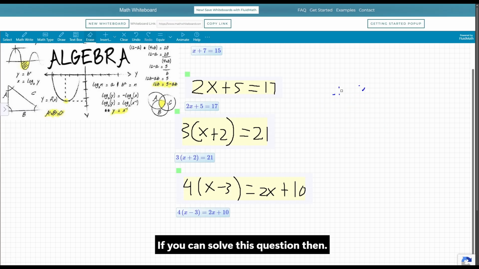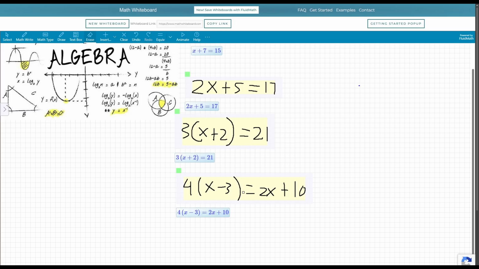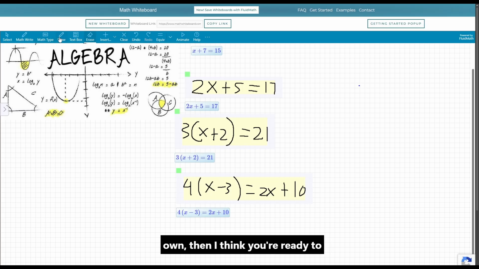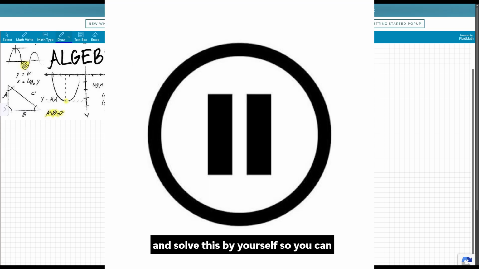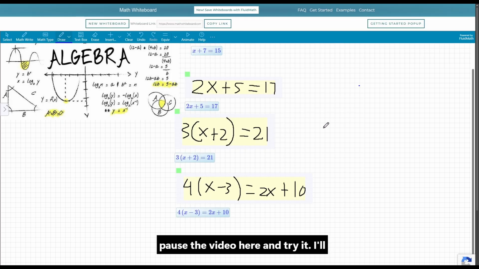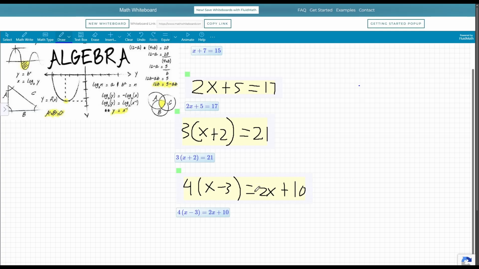So yeah, now let's move on to the final boss, the hardest question on this board. If you can solve this question on your own, then I think you're ready to continue on with some more advanced algebra. I'll give you a second to try and solve this by yourself. So you can pause the video here and try it. I'll give you 5 seconds. 1, 2, 3, 4, 5. Okay, time's up.